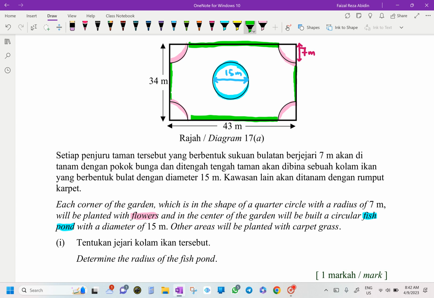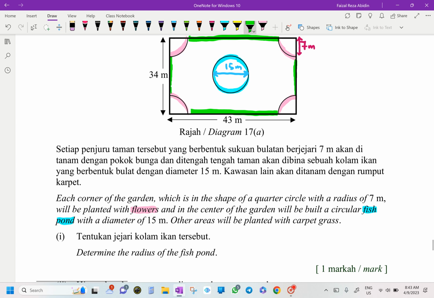Determine the radius of the fish pond. If you look over here, we have our diameter of 15 meters. To get the radius, it is going to be 15 divided by 2, so 7.5 meters. 1 mark given.